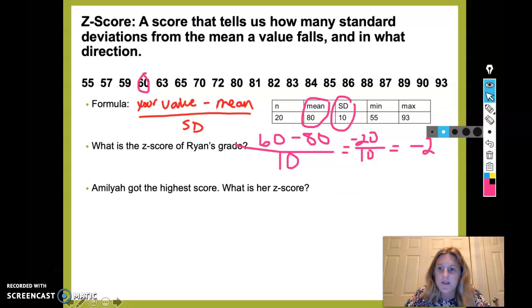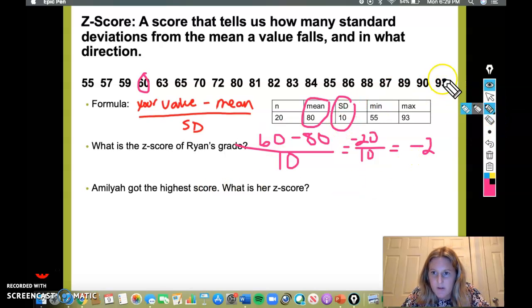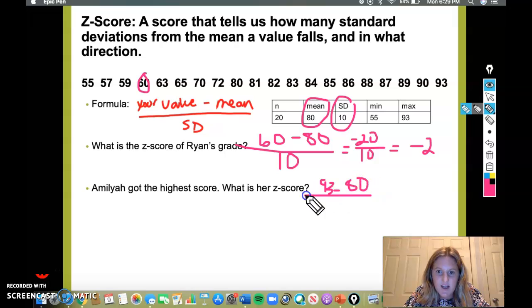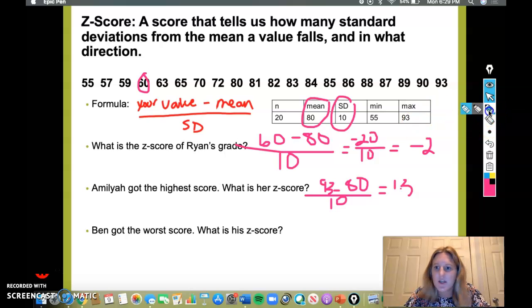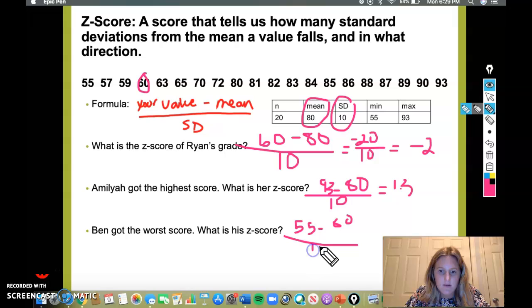Amelia got the highest score. What is her z-score? So we're over here at 93. She got a 93 minus the mean of 80 divided by the standard deviation of 10 gives me, what, 1.3? I'm doing this for the sake of time. You guys can do these calculations out. Ben got the worst score. Literally just plug it in. Ben got a 55. So 55 minus 80 divided by 10. I'm getting messy here. You guys can finish that.